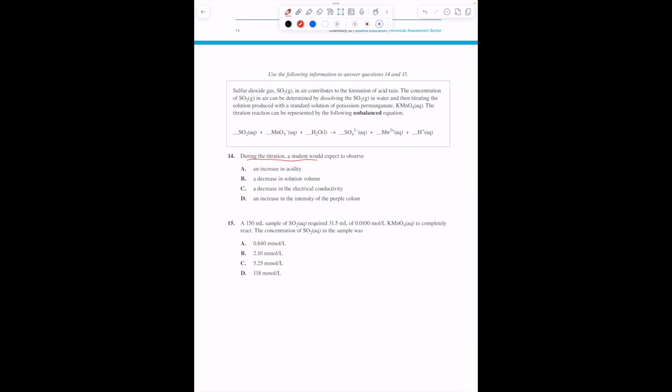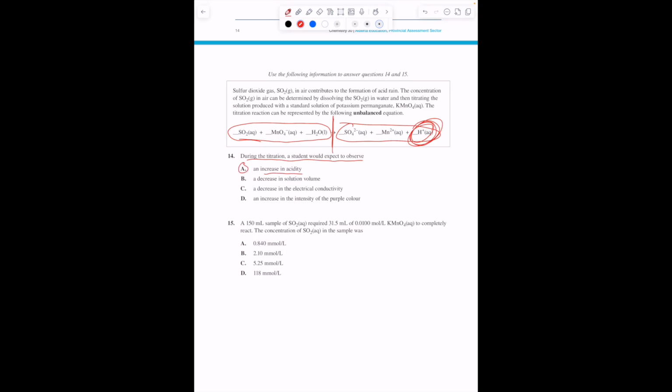During a titration, the student would expect to observe an increase in acidity. Well, whenever I look at something like that, on this side of the equation, I don't have acid. On this side, I do. So I'm making acid, so it is becoming more acidic. So I would say A.